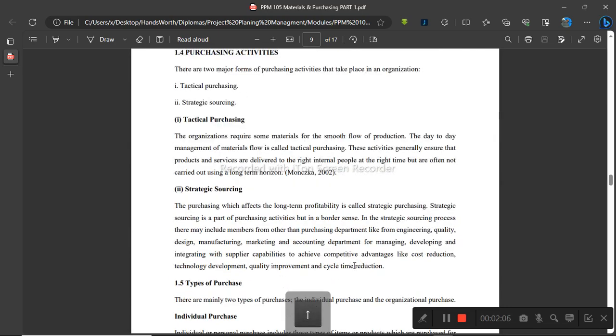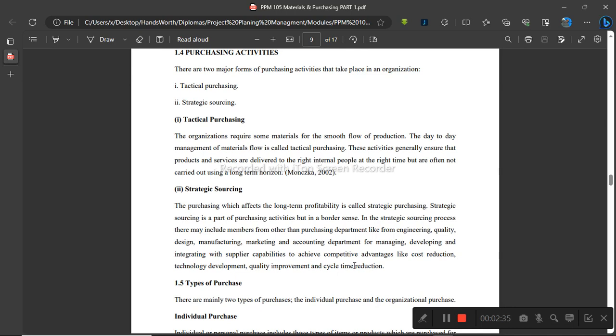Tactical purchasing: the organization requires some materials for the smooth flow of production. The day-to-day materials flow is called tactical purchasing. These activities generally ensure that products and services are delivered to the right people at the right time, but are often not carried out using a long-term horizon.